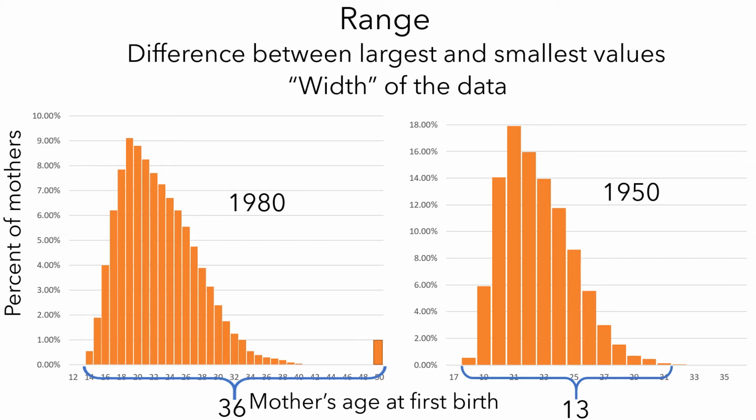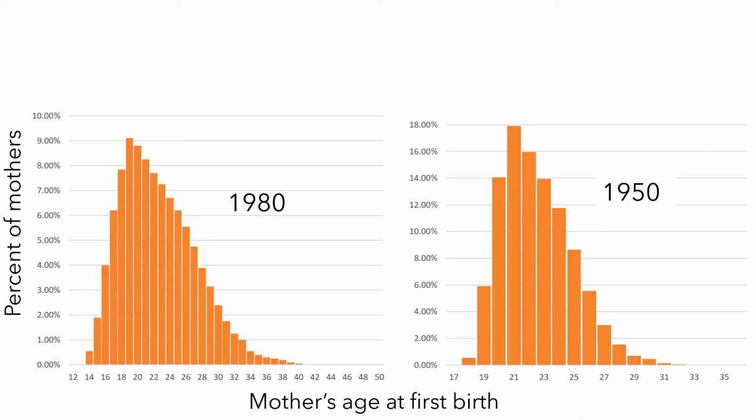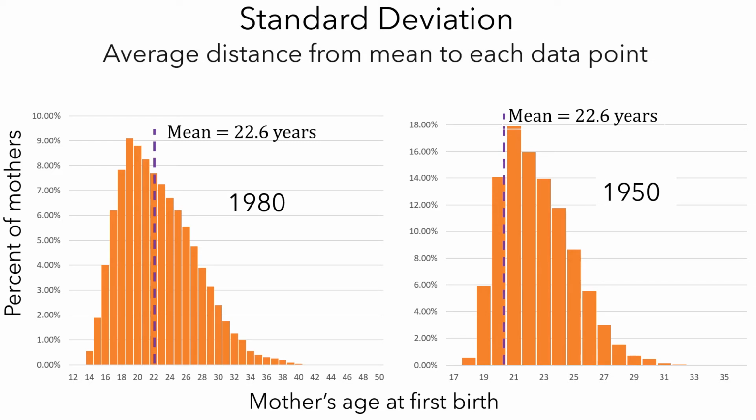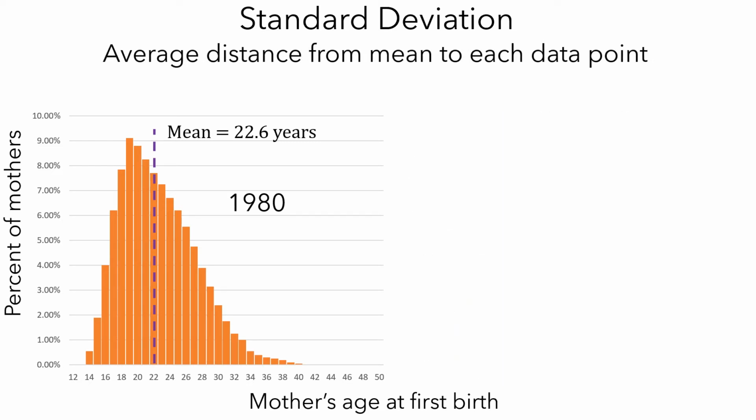Next, let's look at the standard deviation. The standard deviation is used in conjunction with the mean. One way to think about it is as, more or less, the average distance from the mean to each data point. Let's look at the formula for standard deviation to see what it's actually telling us.